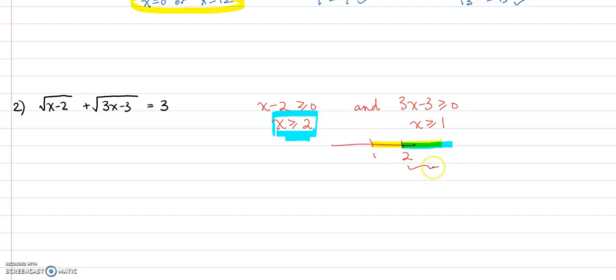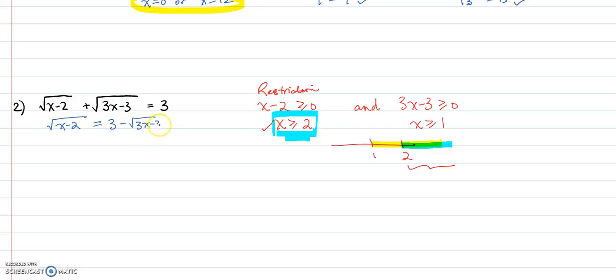The overlap happens right there, therefore x is greater than or equal to 2 is your restriction on your variable. So now when I go to solve this again, we have to isolate the radical as best we can. So I have 2 on one side, so that would be messy. So let's go ahead and move the second root to the other side.